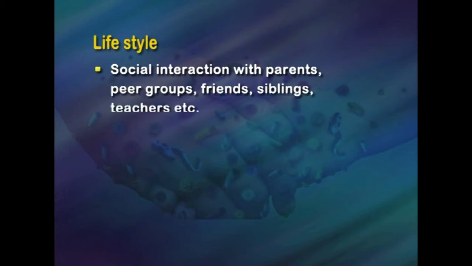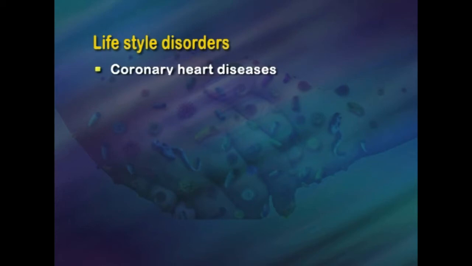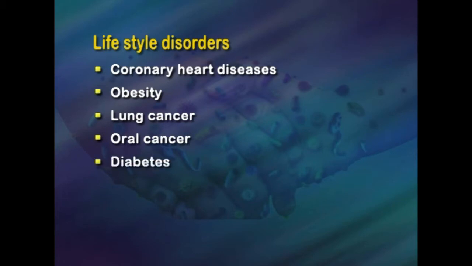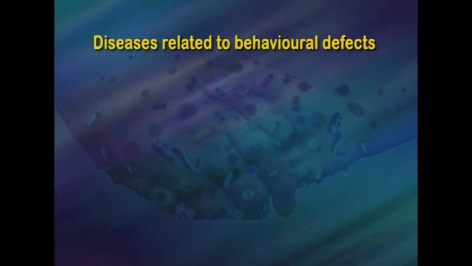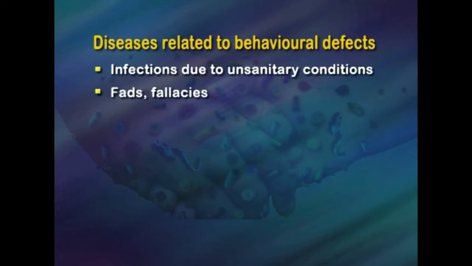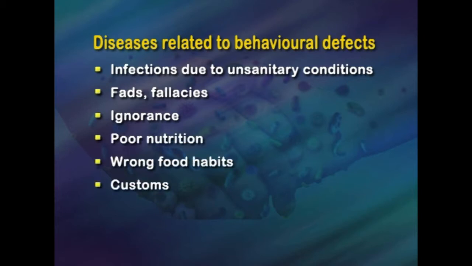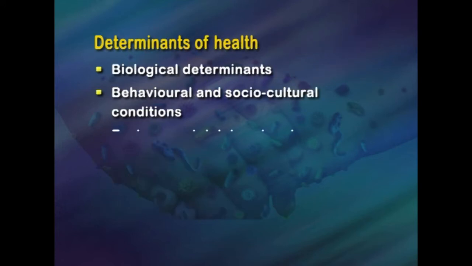Lifestyle reflects social values, attributes, activities. Lifestyle is learned through social interaction with parents, peer groups, friends, siblings, teachers, etc. Social and mass media. Lifestyle disorders are coronary heart disease, obesity, lung cancer, oral cancer and diabetes. Diseases related to behavioral defects are infections due to unsanitary conditions, fads, fallacies, ignorance, poor nutrition, wrong food habits, customs, poor economic conditions.